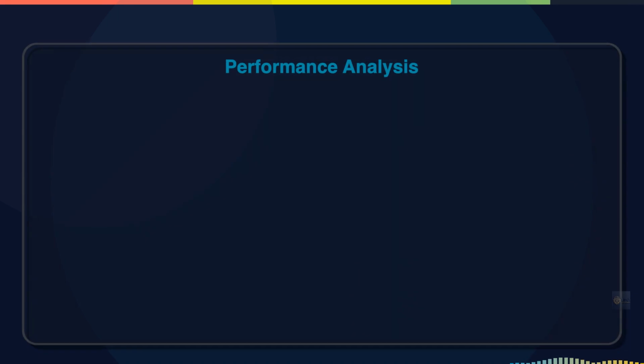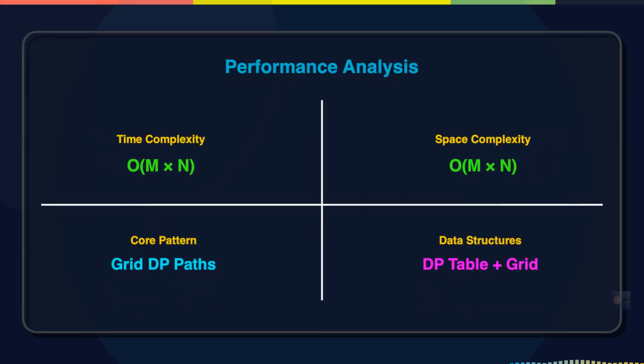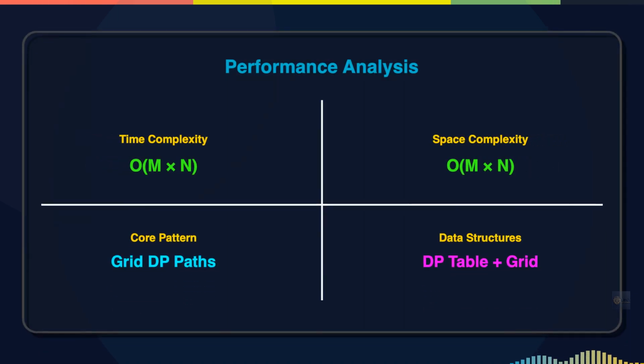Complexity audit restated crisply. Each cell is visited once, giving time O of m times n. The DP table stores m times n integers, giving space O of m times n. The add above plus left recurrence is the interview pattern for counting paths on grids. And that is Unique Paths 2, mastered for your next on-site.